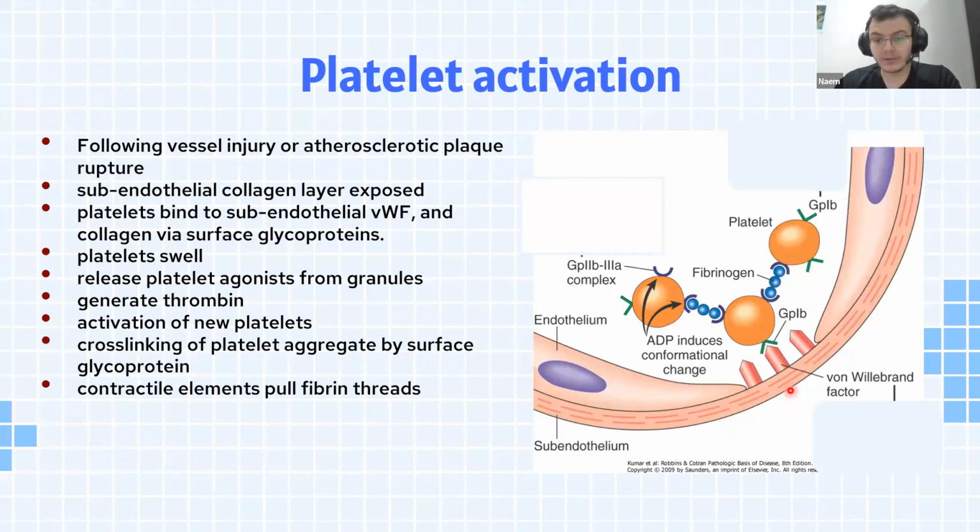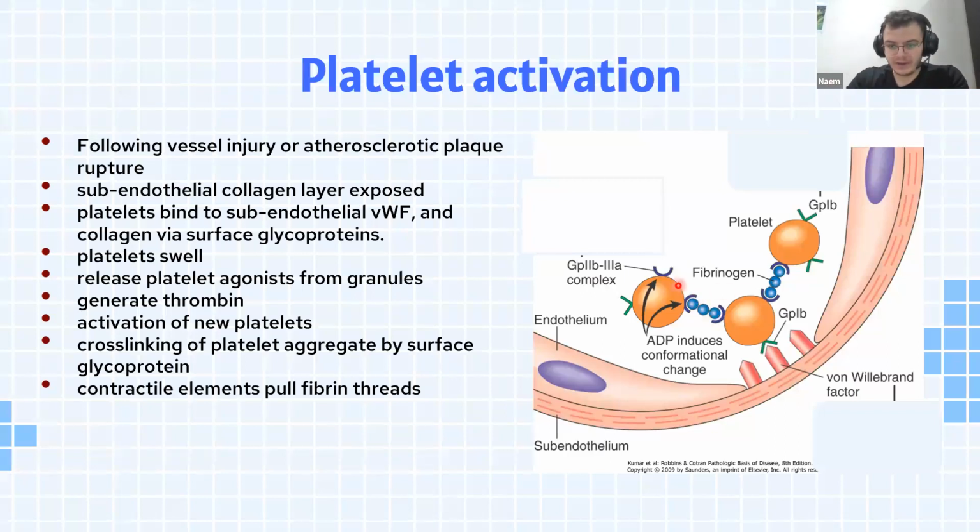Okay. Right. This is the first molecule. The second molecule is glycoprotein 2B3A. We found it on every single platelet. You see, it's related to aggregation. And we said aggregation, what does aggregation mean? It means platelets binding together to each other, right?